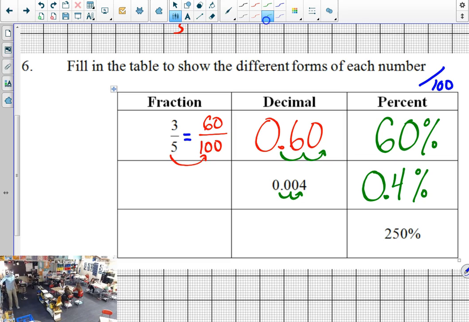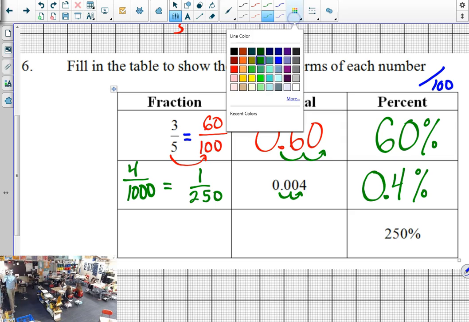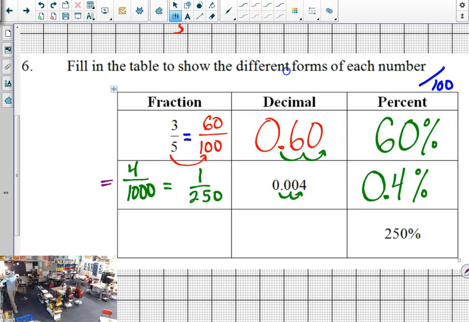So, 4 thousandths. You could leave this like this and not reduce. You don't have to reduce. You could if you wanted to, though. And you could divide the top and bottom by 4, and we get 1 over 250. Now here's the issue. To get this over 100, right, we want to get percent as per 100. I'd have to divide by 10, so we get 0.4 on top.